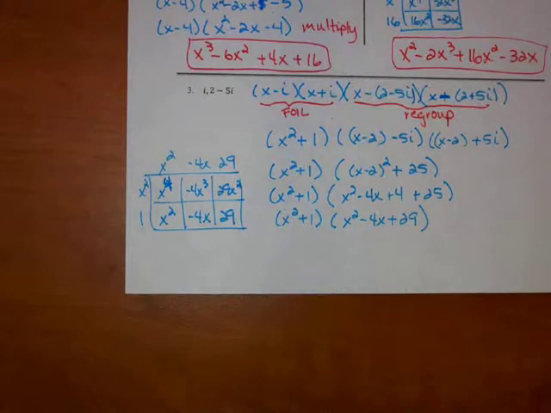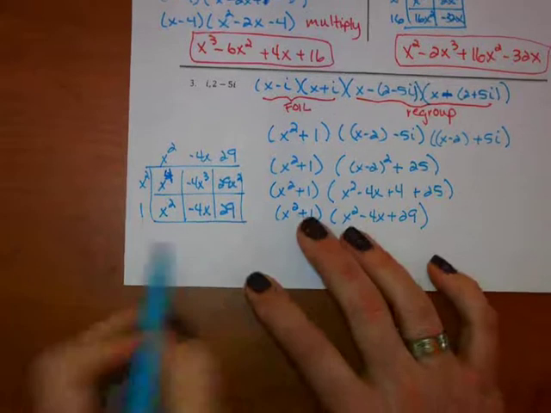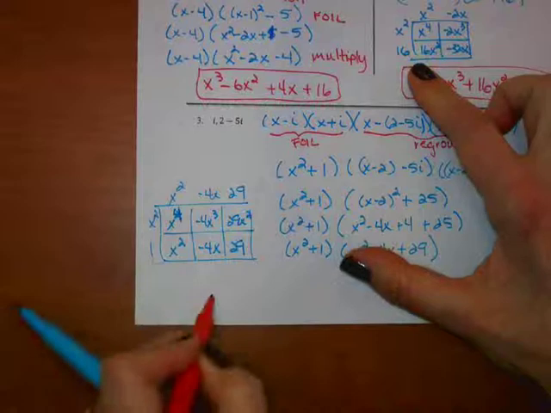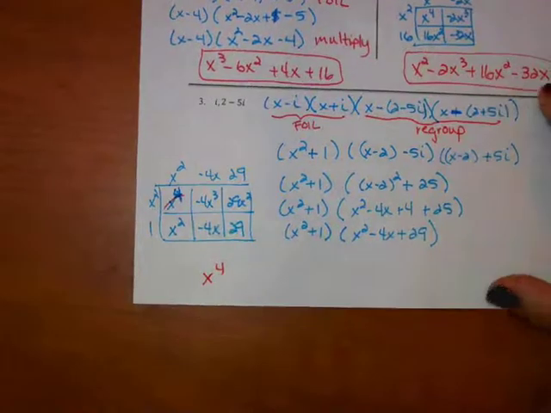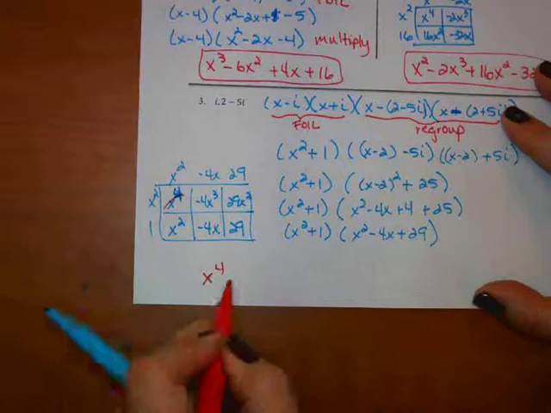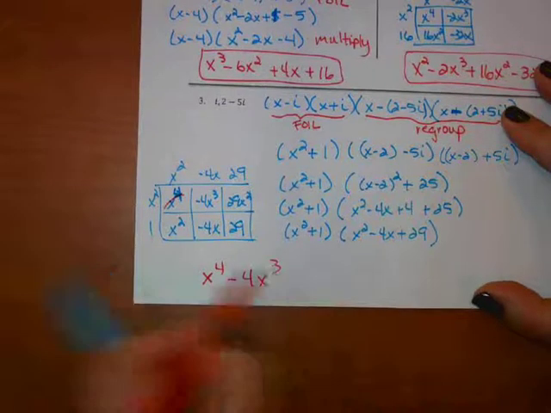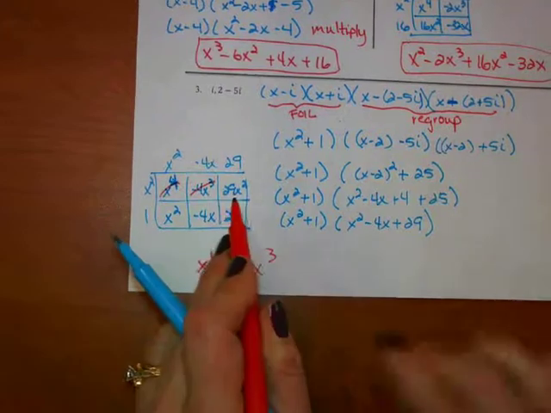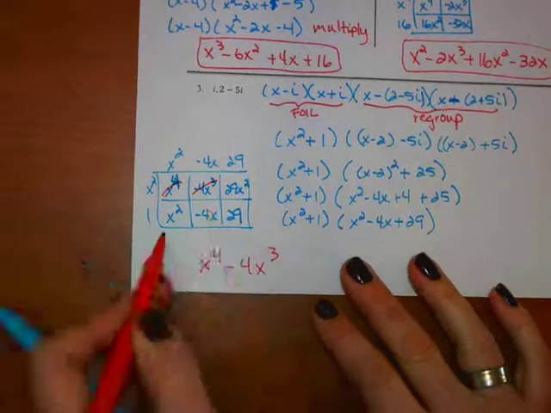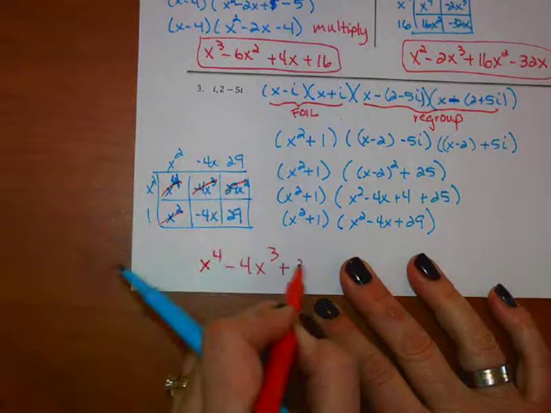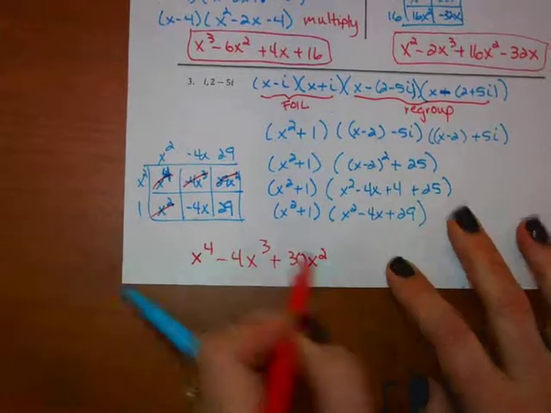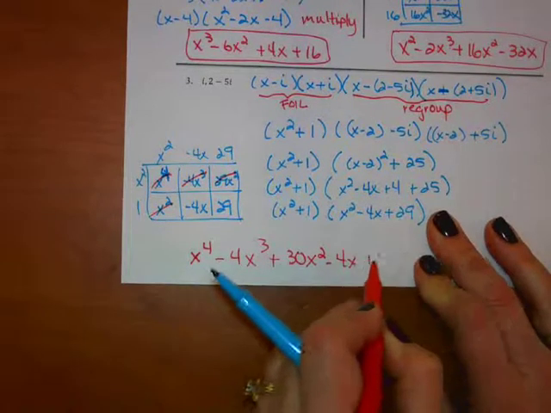Okay. Now you look for any like terms. There's nothing I can combine with x to the 4th, so I'm just going to write that down. That one's done. There's nothing I can combine with the cubed, so that stays the same. These two are both x squareds, so I can add them together. So I have 30x squareds. And then I just have minus 4x plus 29.